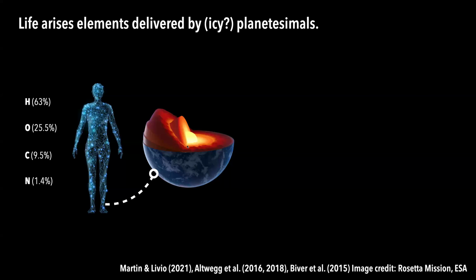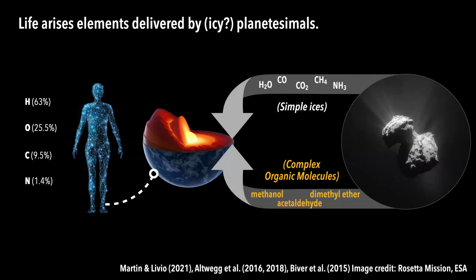And we think that these CHONs elements were actually brought to Earth by collisions with small bodies in our solar system. Could have been comets like this comet 67P from the Rosetta mission a few years ago, or it could have been asteroids that might have a little bit of ice mixed in with them. And these elements were carried primarily by simple ices like water, carbon monoxide, carbon dioxide, methane, and ammonia, or more complex organic molecules like methanol, acetaldehyde, and dimethyl ether.